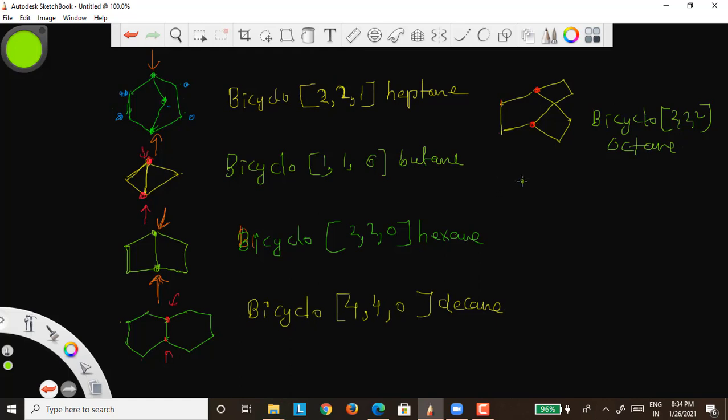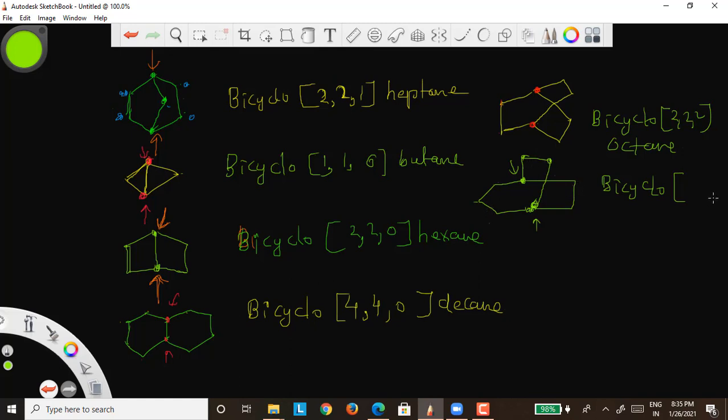We can have, say, this side like this, and this side let us take like this, and this side let us take like this. Okay, so this is bicyclo, square bracket. These two, one and two, are bridgeheads. First you identify the bridgeheads. In between the bridgeheads, two carbons are there. So this side how many? One, two, three. This side two, this side two, so three, two, two.